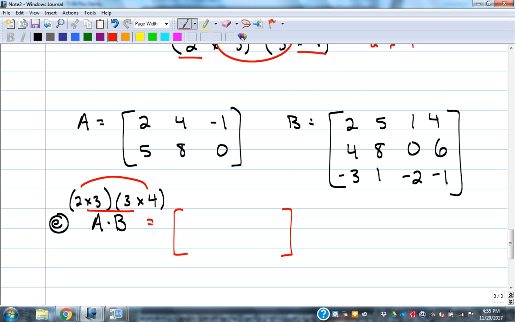And then you would take this row times this column and do the same thing. 2 times 5 is 10. 4 times 8 is 32. That's 42. -1 times 1 is -1. So that would be 41 in the second column of the first row. Then you take the first row times the third column. 2 times 1 is 2, 4 times 0 is 0, negative 1 times negative 2 is 2, so we got 2 plus 2 is 4. So the third column of the first row is 4. Then you keep going and do that for the whole thing.